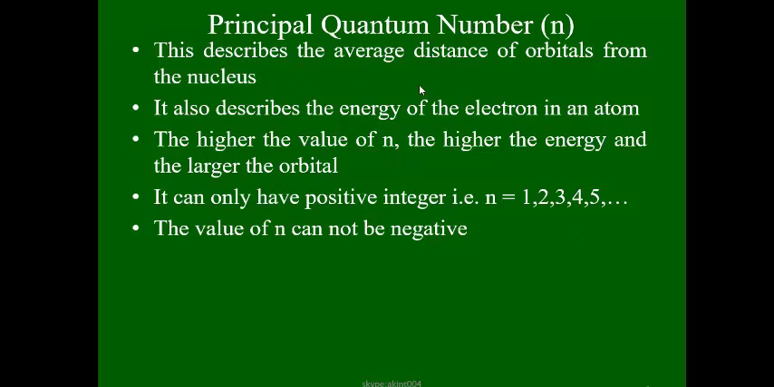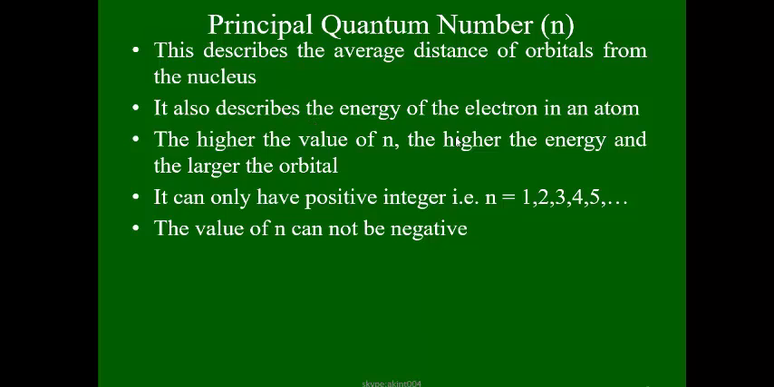Principal quantum number describes the average distance of orbitals from the nucleus. It also describes the energy of the electron in an atom. We have explained that one before. The distance of the orbitals from the nucleus is dependent on the quantum number. If we have n is equal to 1 and n is equal to 2, the meaning is that the orbital that has n equal to 2 is farther away from the nucleus than the one whose value is equal to 1.